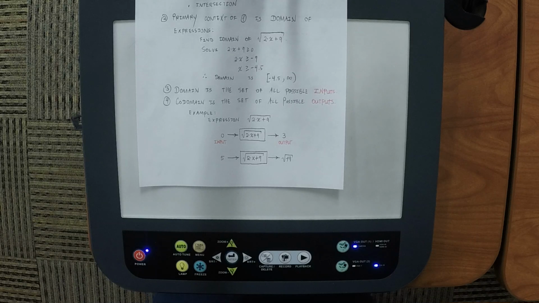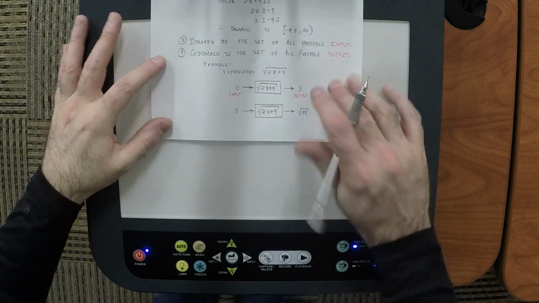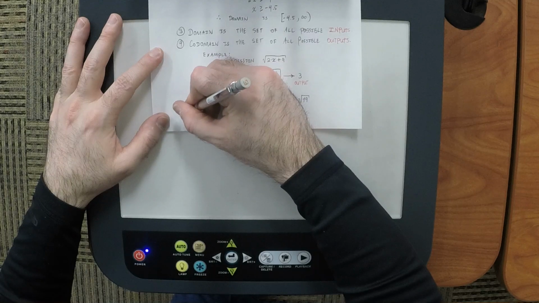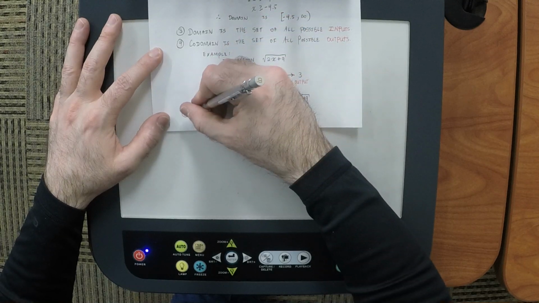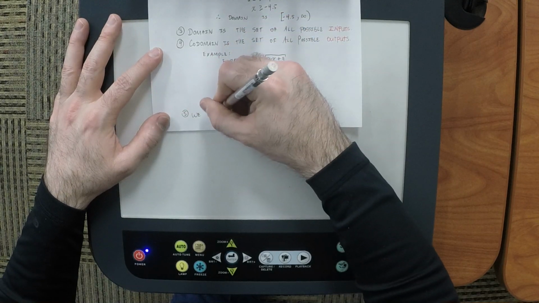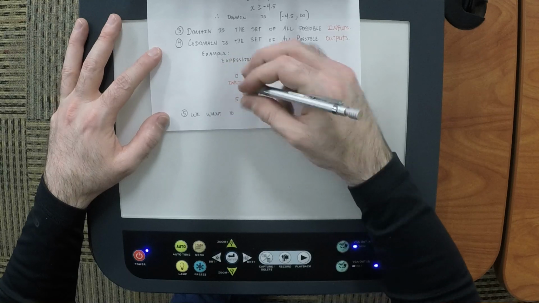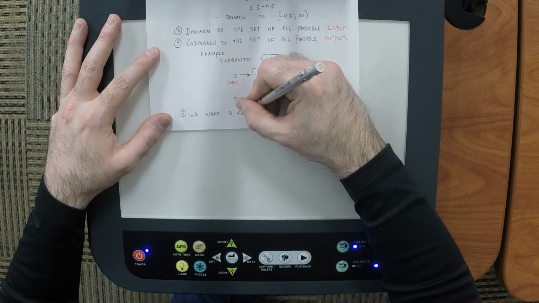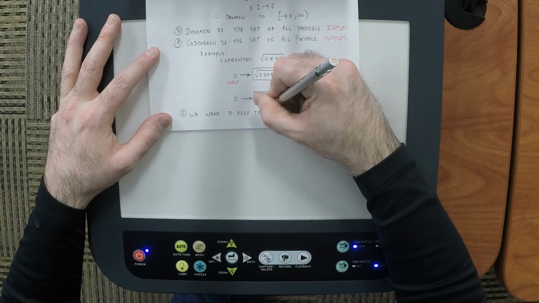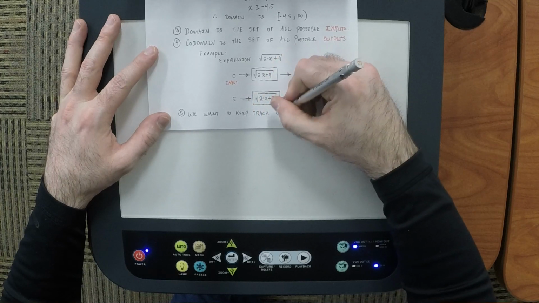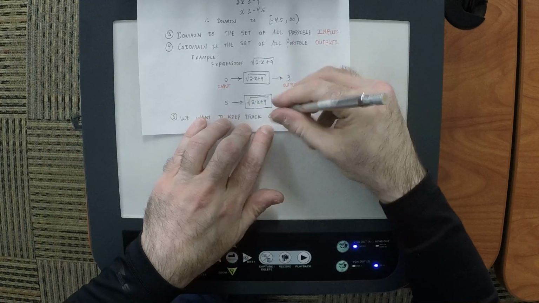So we're going to be wanting to keep track. This input, that output. This input, that output. So we're going to be keeping track of two things, a pair of numbers. So we want to keep track of input-output pairs.